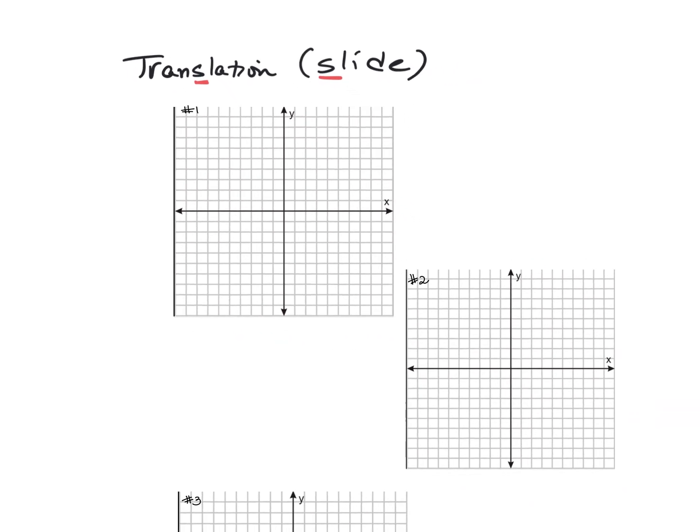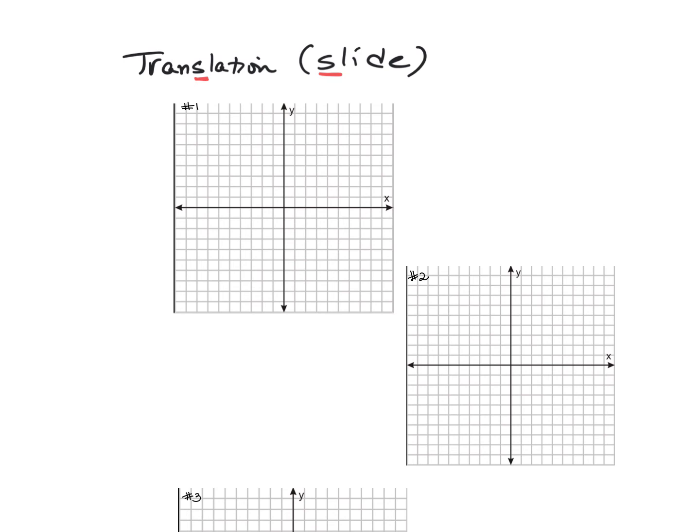All right, so for number 1, remember this one was the translation or the slide. This one is a translation. In other words, it's a slide, and again, it's got SL in it, and it tries to write the word slide. So for this one, remember the rule was add 4, subtract 2.